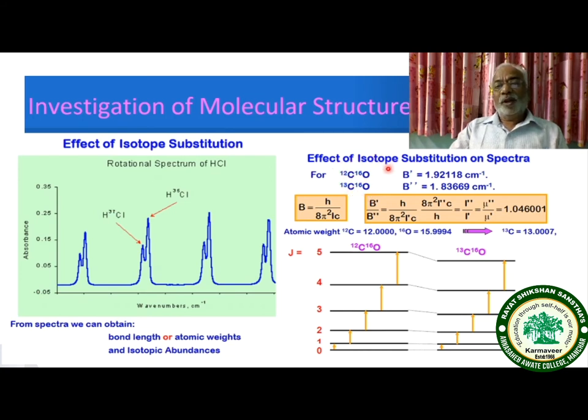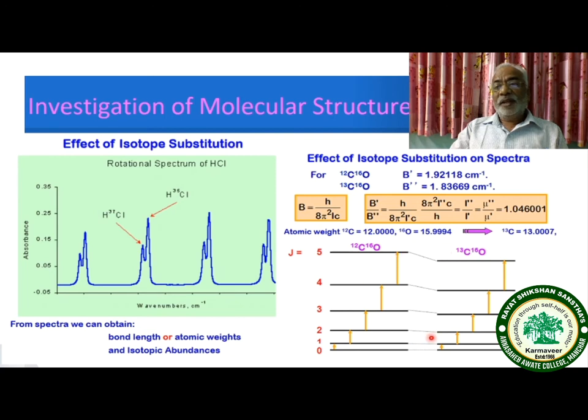So the normal molecule has rotational constant B prime, and the isotopically substituted molecule has rotational constant B double prime. The isotopically substituted molecule has a rotational constant smaller than this. Why smaller? Because it is observed at the lower wave number side as compared to this, and this can be understood from this diagram.